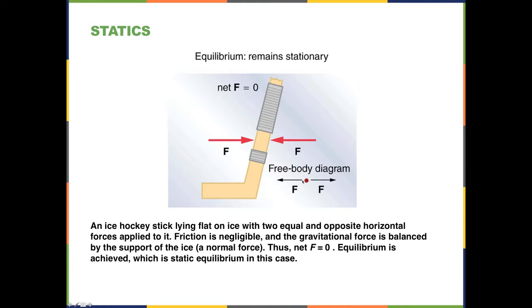Here's another case where you have a hockey stick lying flat on the ice, and there are two equal and opposite horizontal forces applied to it. The friction here is negligible, and the gravitational force is balanced by the support of the ice. So you have both the normal force of the ice and the gravitational force of the weight of the hockey stick. Again, the net is equal to zero, and you have an equilibrium, and it's a static equilibrium in this case.